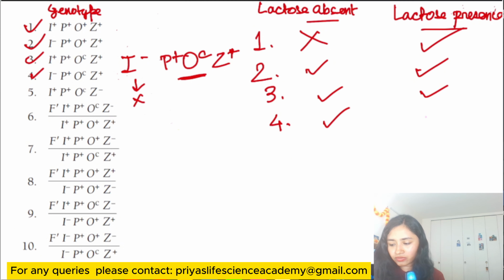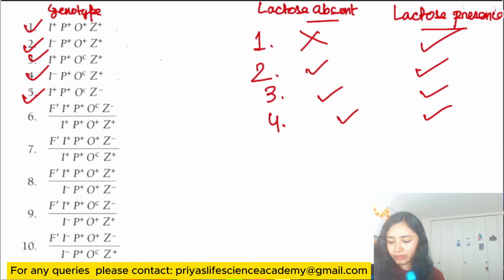And in the presence of lactose, it is also turned on because there is OC. Even if any kind of repressor is there, OC can't allow the repressor to bind with the operator. So for this case, this is also constitutive expression. Okay. Coming to number 5, I plus P plus OC Z minus.